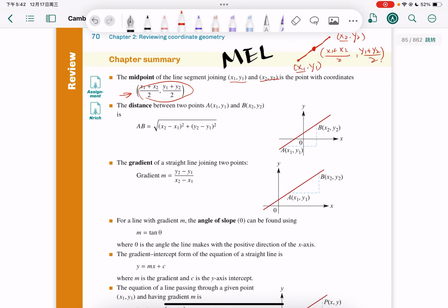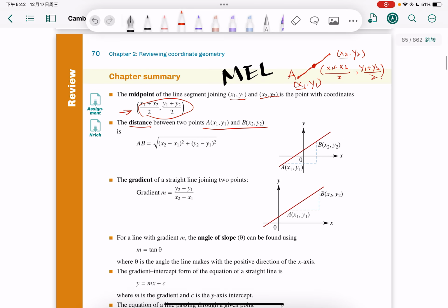And what about the distance? The distance between 2 points, A and B. For this distance, we can use the Pythagorean theorem, which says the long side squared is equal to AC squared plus BC squared, which is AB squared. For AC, we have y2 minus y1. For BC, we have x2 minus x1. So this is equal to AB squared.